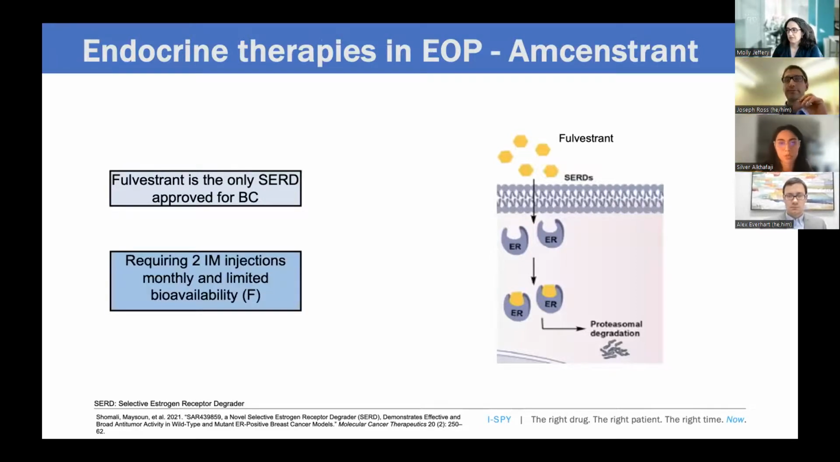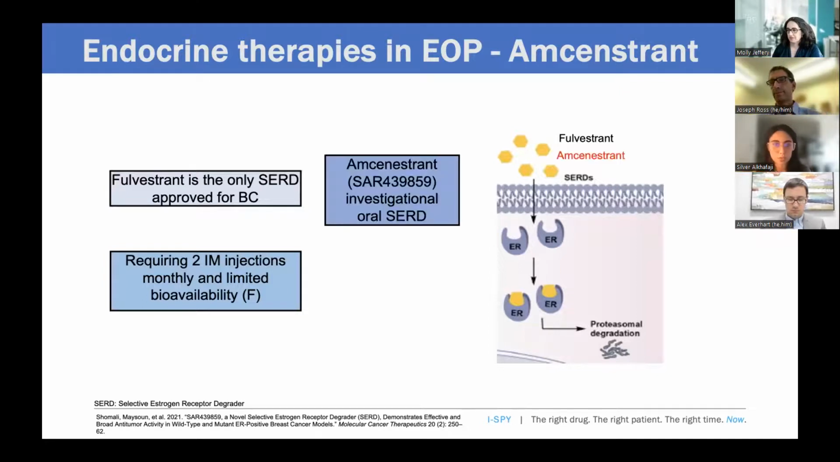Now, traditionally, fulvestrant is the only selective estrogen receptor degrader approved for breast cancer patients in this patient population, HR positive, HER2 negative. But the problem with fulvestrant is that it's given as 2 intramuscular injections monthly, and it has very limited PK. So patients end up having a lot of less efficacious responses.